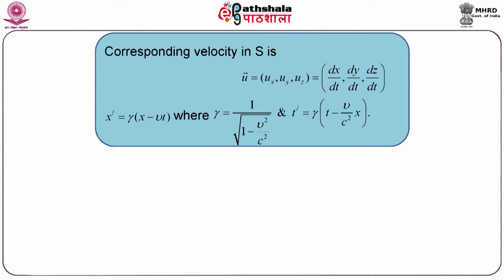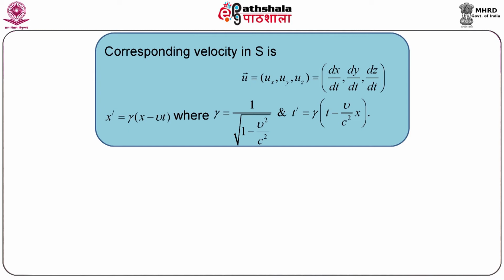The corresponding velocity in frame S is given by the u vector. If u_x, u_y, u_z are the components of the u vector along the x axis, y axis and z axis respectively, then u_x is d/dt of x, u_y is d/dt of y, u_z is d/dt of z. d/dt is the ordinary derivative.